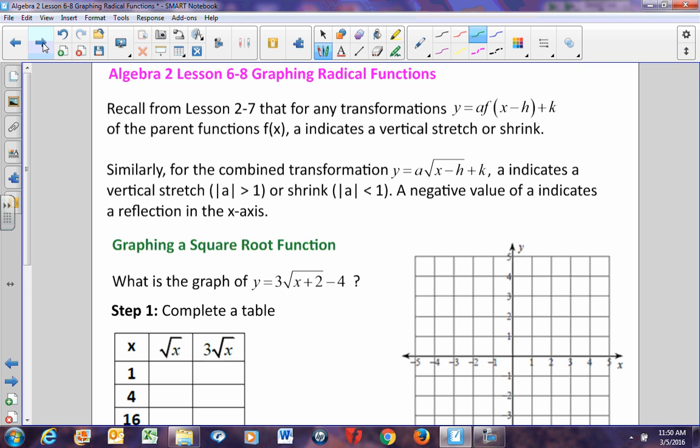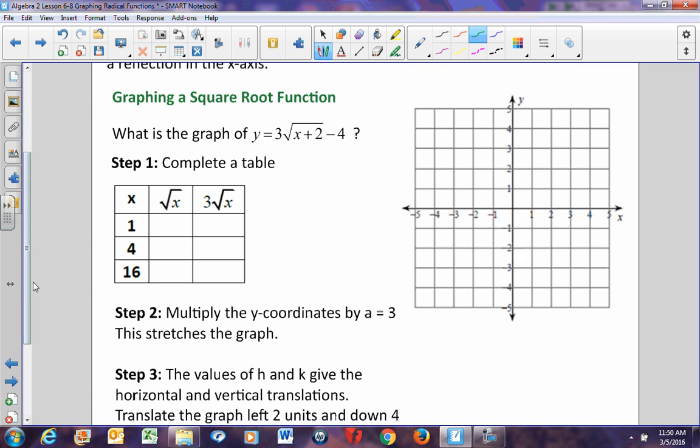So let's take a look at this graph right here. Graphing a square root function. What is the graph of y equals 3 square root of x plus 2, minus 4? To do that, let's just make a little table here. If x equals 1, the square root of x would be 1. 3 times the square root of 1 is 3. If x is 4, the square root of 4 is 2, times 3, which would be 6. And if x equals 16, the square root of 16 is 4, and 4 times 3 is 12. So there's a nice little table here.